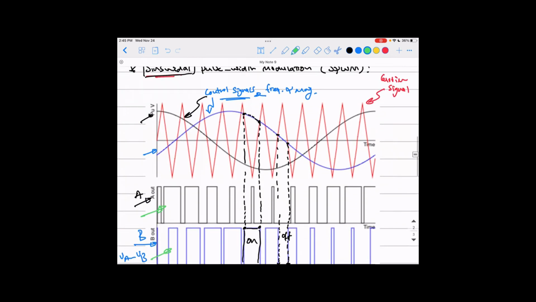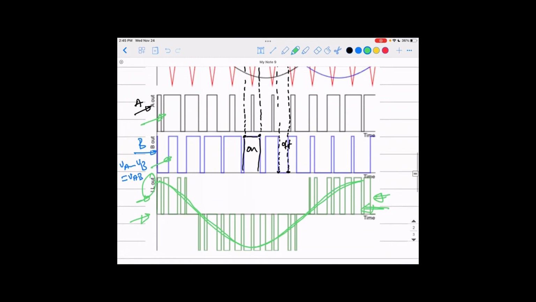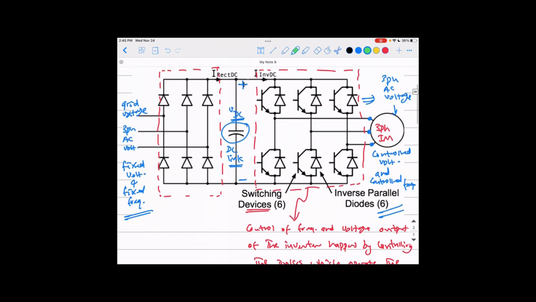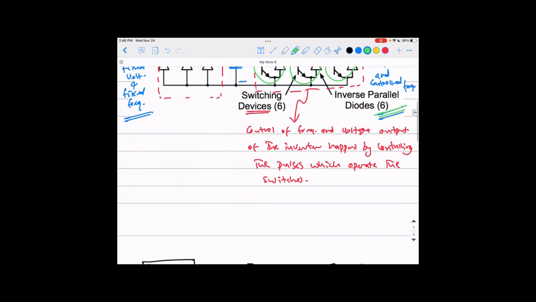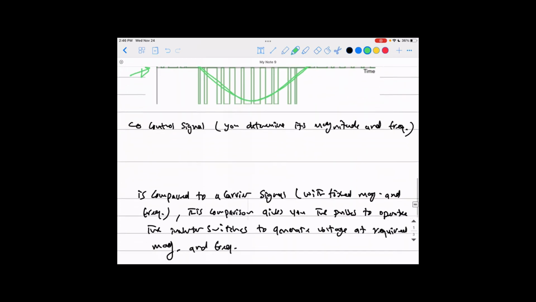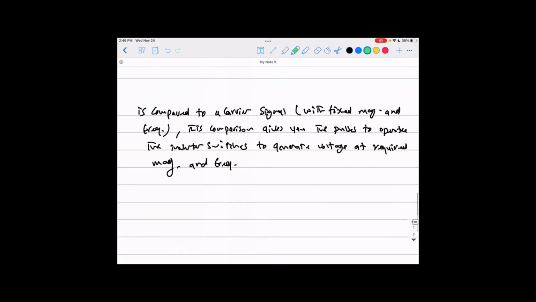So this happens inside the controller, and these pulses go to drive your actual switches here. You've seen those switches; those pulses go into driving these switches in the actual circuit you're seeing here, and this actually controls the voltage and frequency of the three-phase induction motor in reality.